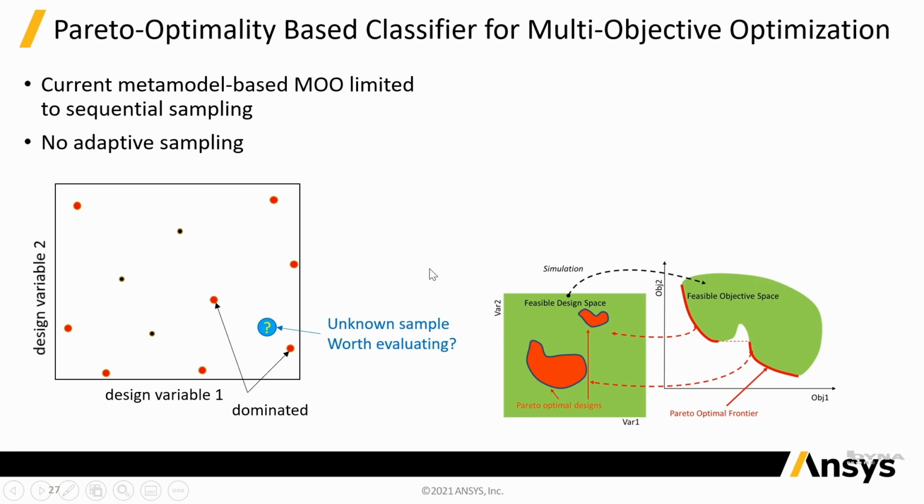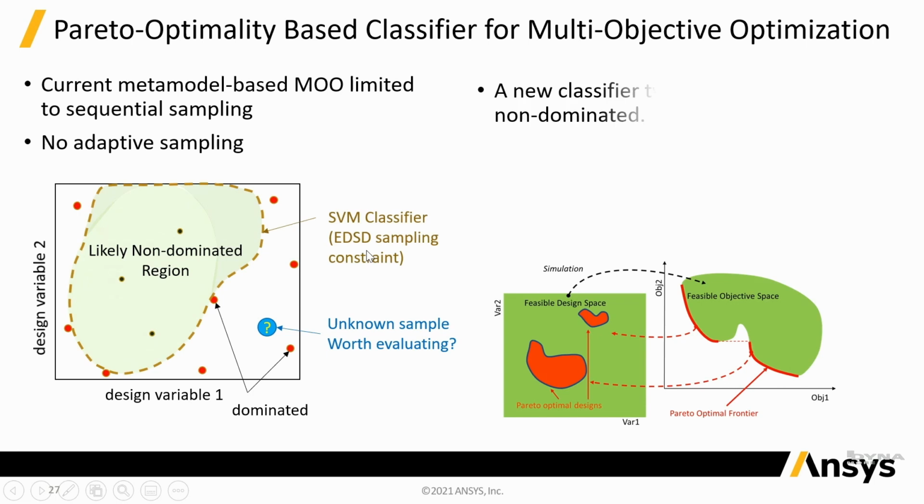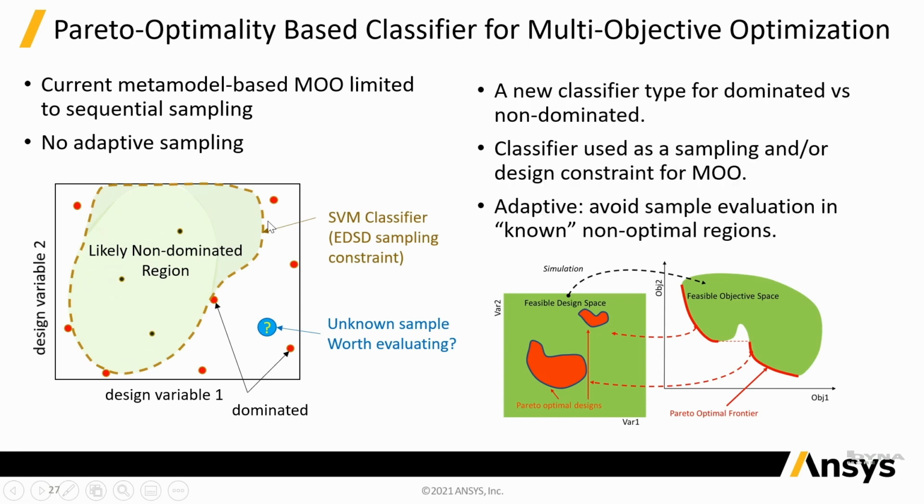So if we can define a region in the design space where we can say that this is the region that is likely to be non-dominated or potentially Pareto optimal, then we can target our resources in that region instead of trying to sample everywhere in the space, which might lead to a lot of wasted simulation. And this is possible by treating this problem as a classification problem.